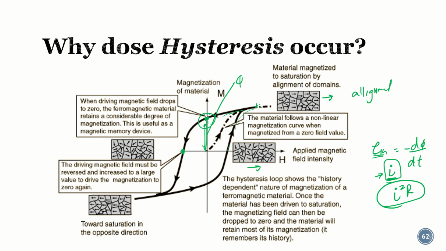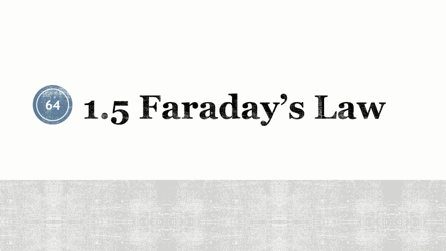So the current which is generated due to the changing flux inside the core, not outside of the core, inside the core, due to the alignment and disalignment of the domains of the core. Okay, this is the eddy current. How we can reduce that, we will learn in the live session.